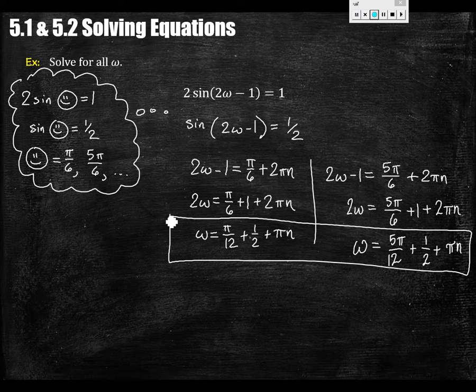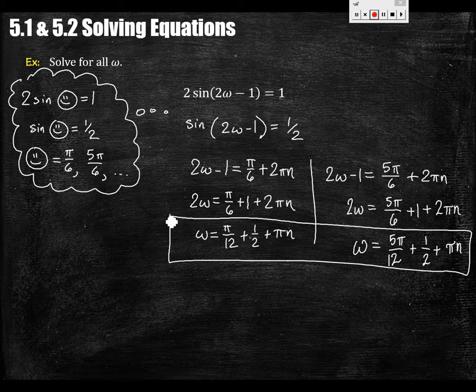Can you not just do the plus 2 pi n if you're solving over 0 to 2 pi? And you get like 2 omega minus 1 equals pi over 6? No, because there will be other answers.